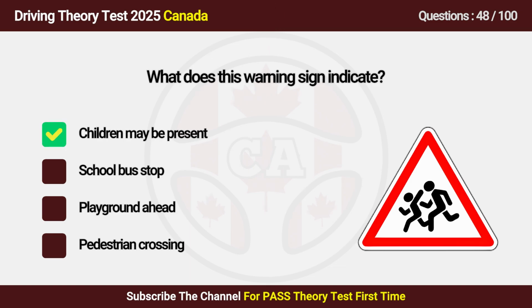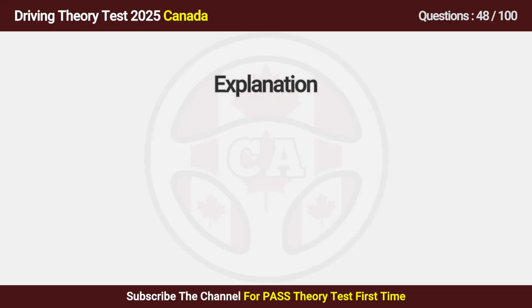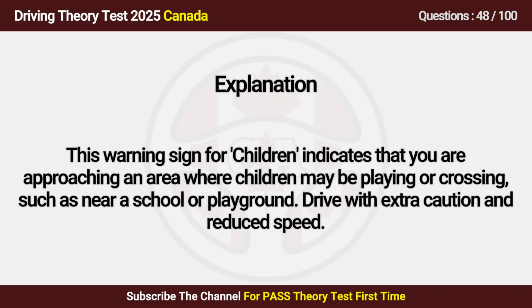Answer is A. Children may be present. This warning sign for children indicates that you are approaching an area where children may be playing or crossing, such as near a school or playground. Drive with extra caution and reduce speed.